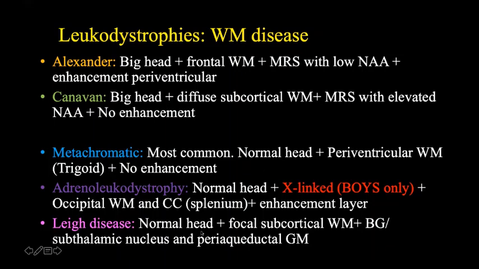Metachromatic is the most common. However, these have the 3 on the lower down has normal head, and the metachromatic, it's periventricular white matter involvement with the sparing of these perivenular myelin, resulting in tigroid appearance and no enhancement. Adrenoleukodystrophy, again, normal head, X-linked, so it's only boys, posterior usually with the involvement of the splenium of corpus callosum with enhancing intermediate layer. Lay disease, normal head, focal subcortical white matter, basal ganglia, subthalamic nuclei, and periaqueductal gray matter.